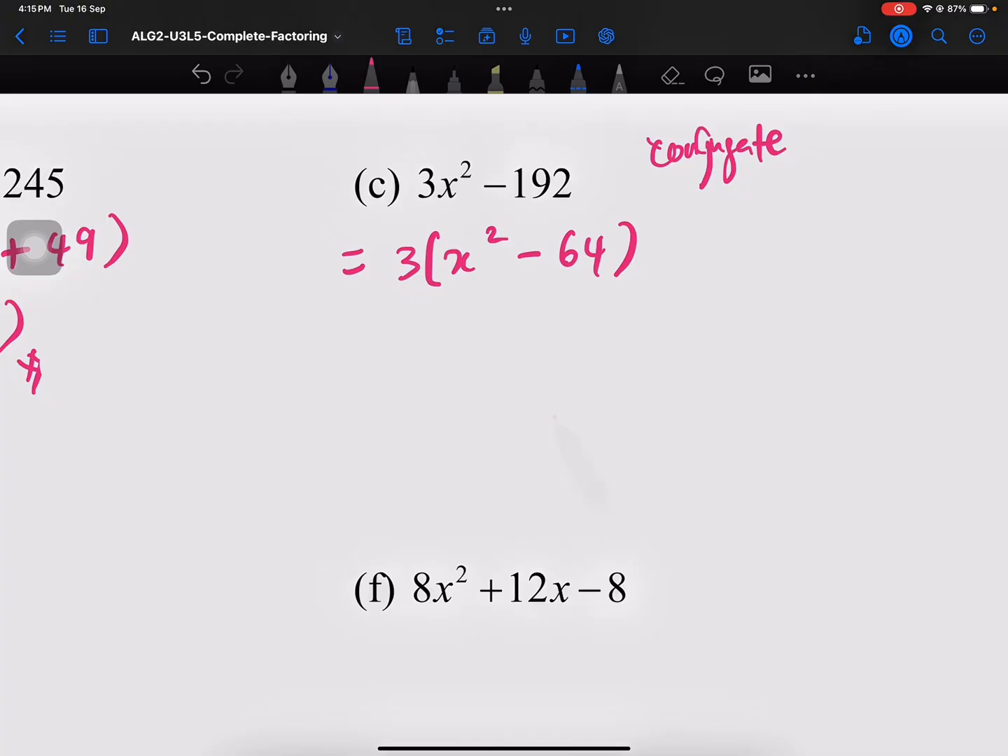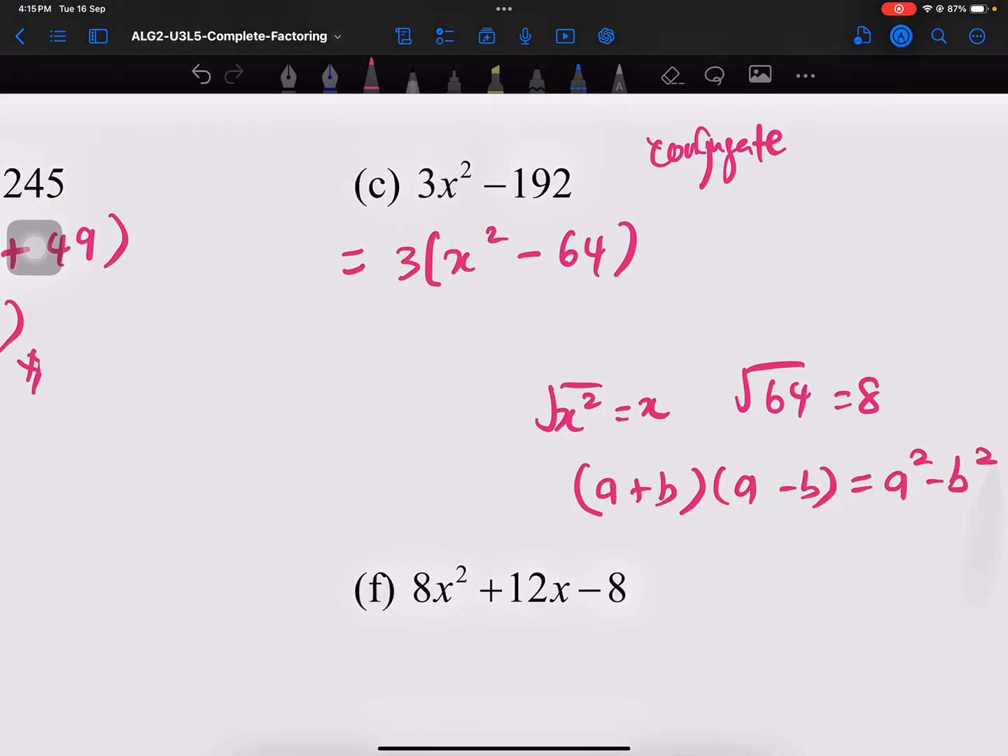So x squared, we set it to become x. 64, we set it to become 8. So you can see that if we go to our conjugate, we have a plus b, a minus b equal to a squared minus b squared. This is our rule, right? So now we should have x plus 8, and then the other one is x minus 8. So this is our answer. Okay, if you want to check whether your answer is correct or not, you can expand again and multiply 3.